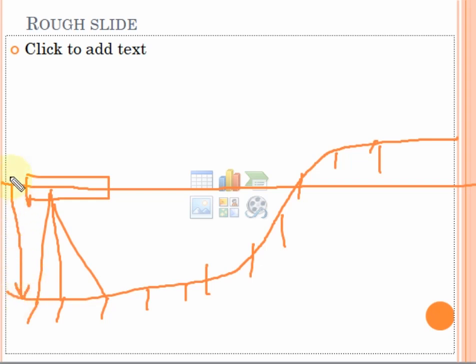How can you find out the height of the instrument? RL of the benchmark plus backside reading. For example, here is your benchmark. Keep the stop here and take the backside reading. So RL of the benchmark plus backside reading gives the height of the instrument. The height of the instrument is constant in all directions in the horizontal plane. When you rotate the instrument in all directions, this height of instrument is constant.